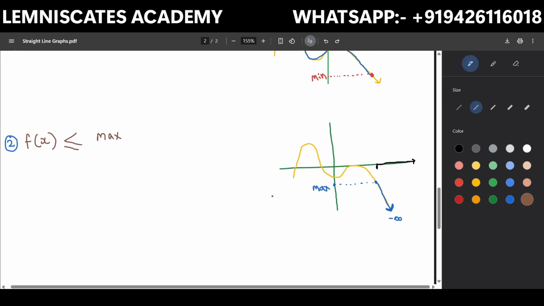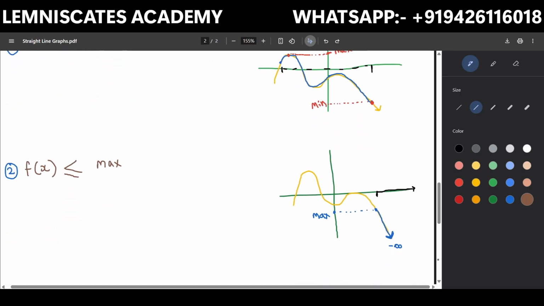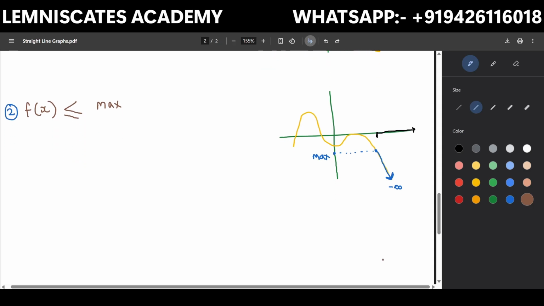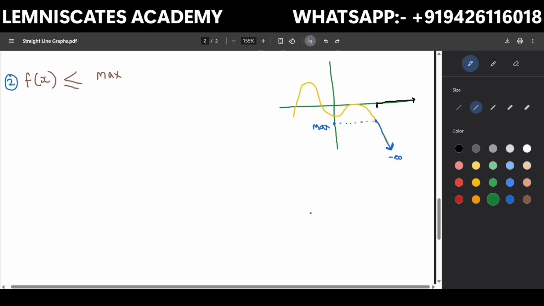This was the second way to write your range if minus infinity is involved. Now the third case, in which you will involve a positive infinity. In that case, how will you write your range? So something like this. Let me draw a random graph. Okay, once again.